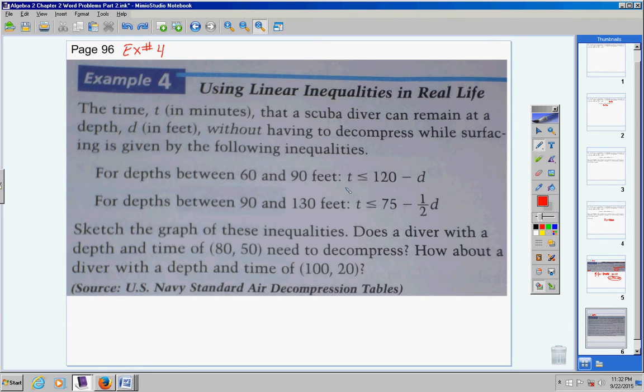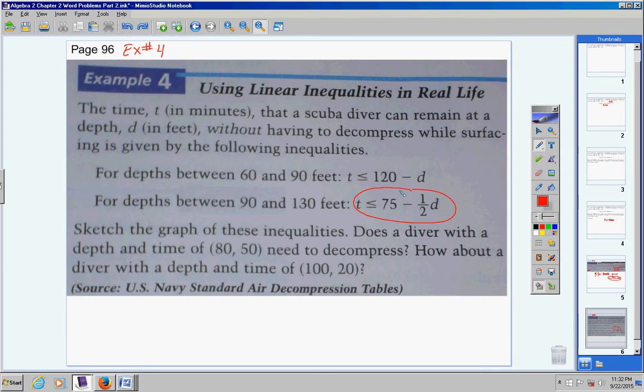What they're saying is this: if you went down between 60 to 90 feet, you can put in that number. Let's say you went down 70 feet. So where d is right here, you put 70. What's 120 minus 70? 50. So as long as you did not stay at 70 feet for more than 50 minutes, you would be fine. You could shoot right up and not have any problems. But if you stayed at 70 feet for over 50 minutes, then you're going to have to decompress, coming up very slowly. Let me show you another example.